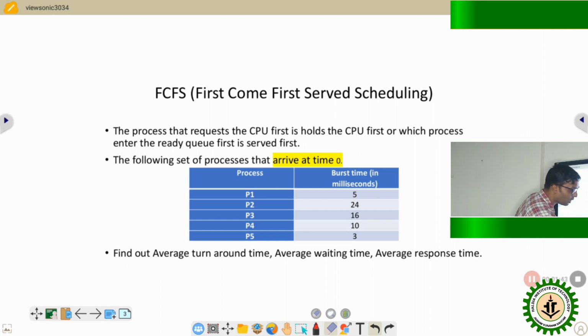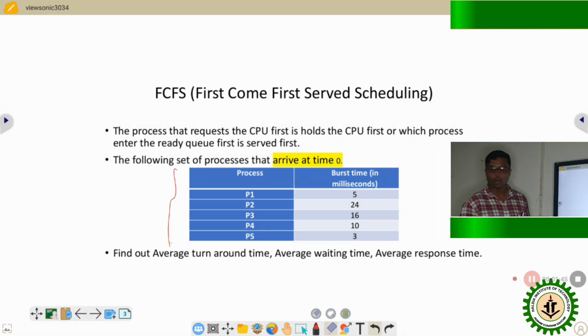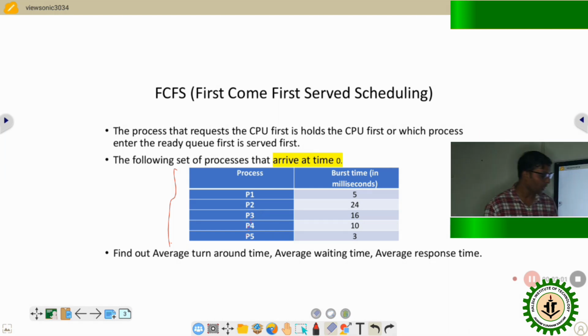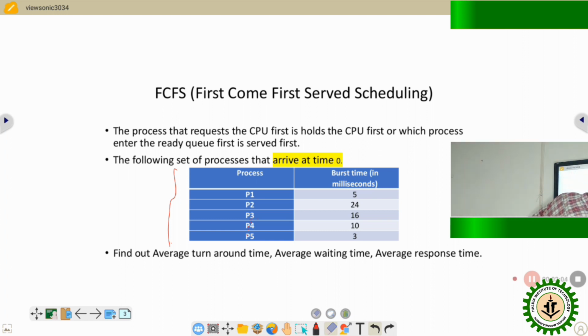So this is the given chart. How many processes are there? P1, P2, P3, P4 and P5 processes are there, and their burst time, meaning the CPU execution time. Those processes are allocated in the ready queue. They are served in these time slots in milliseconds: 5, 24, 16, 10 and 3. We need to find out the turnaround time, average waiting time and average response time. So this is our target.